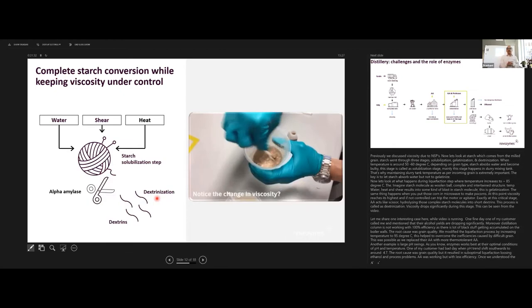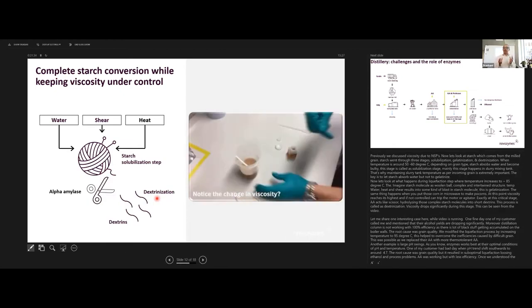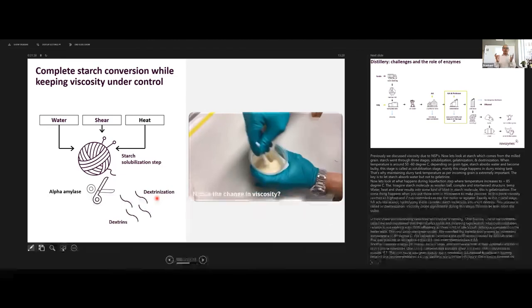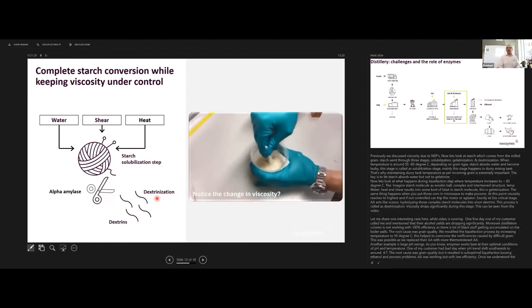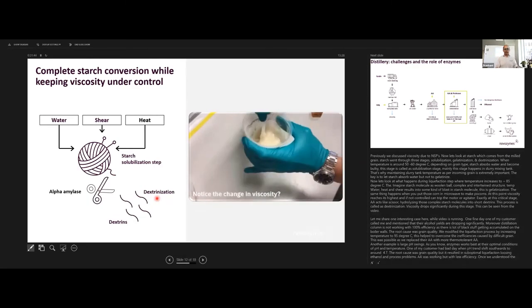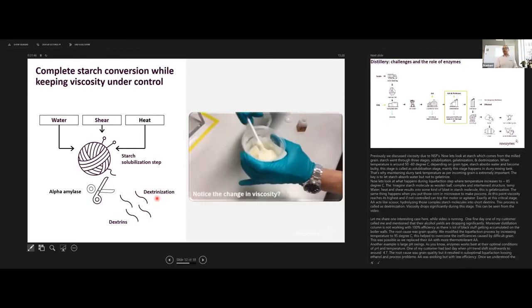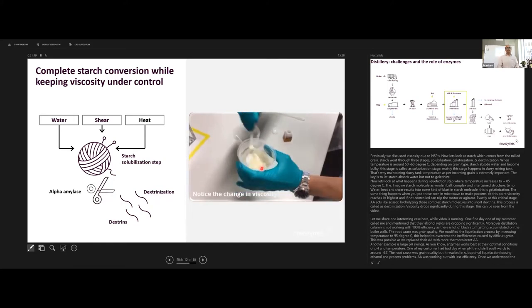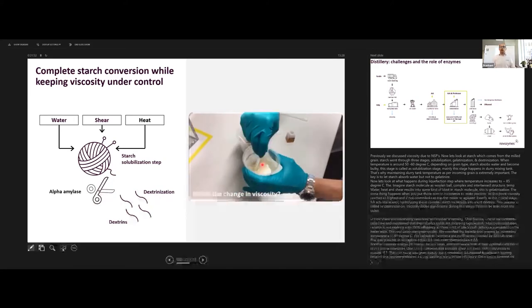But I would like to give two interesting examples here, and that's where the enzyme power comes into play. One fine day, my customer called me and said, hey, Prashant, I have terrible problems. My slurry is extremely thick. Your enzymes are not working. So I said, okay, what is happening with my enzymes? The enzymes are pretty stable, so what could be the reason?